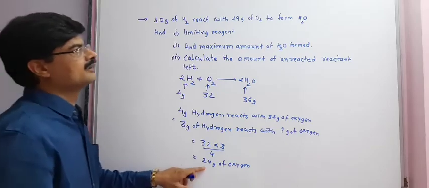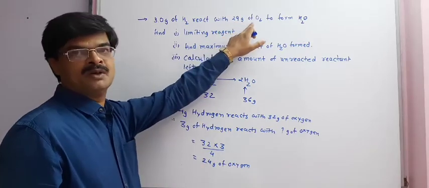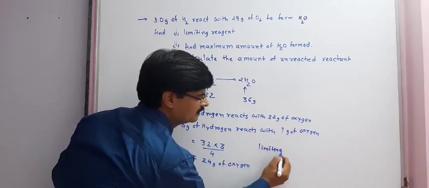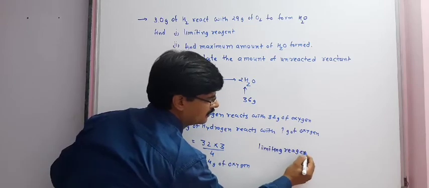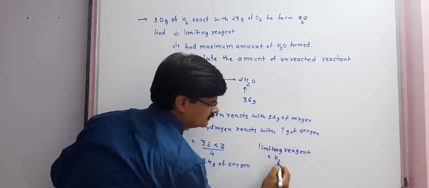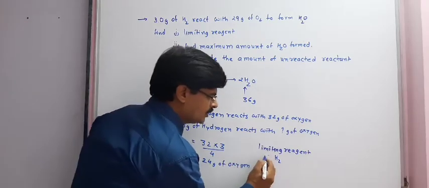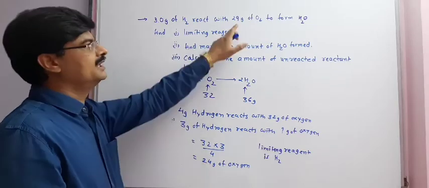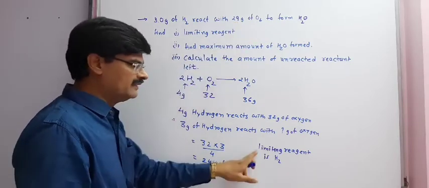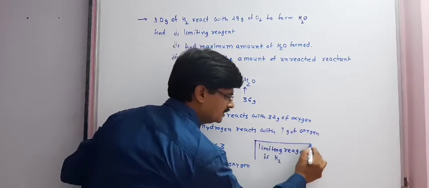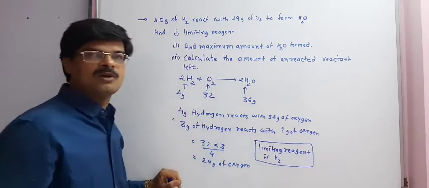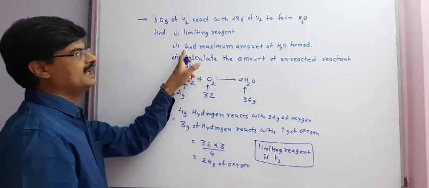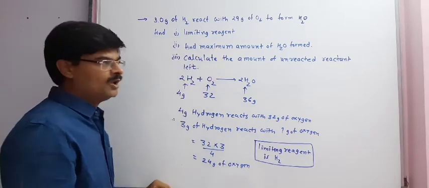But here in this question it is given 29 gram of oxygen. It means we can say that the limiting reagent is hydrogen. Because oxygen required is 24 gram, but here 29 gram is provided. So we can say the limiting reagent is hydrogen. And the product obtained is always based on the limiting reagent. So we will find out the second answer, the maximum amount of water formed.